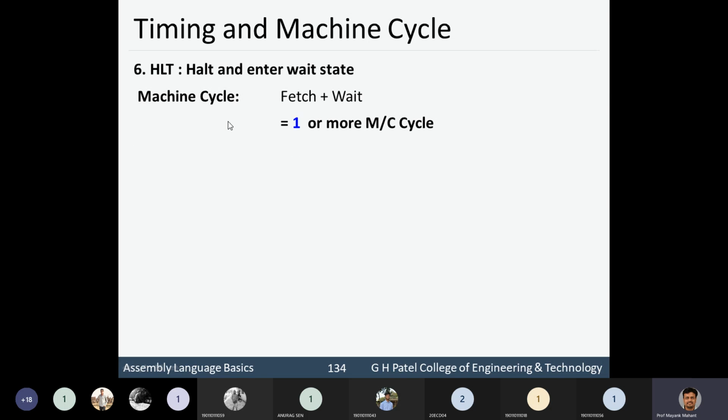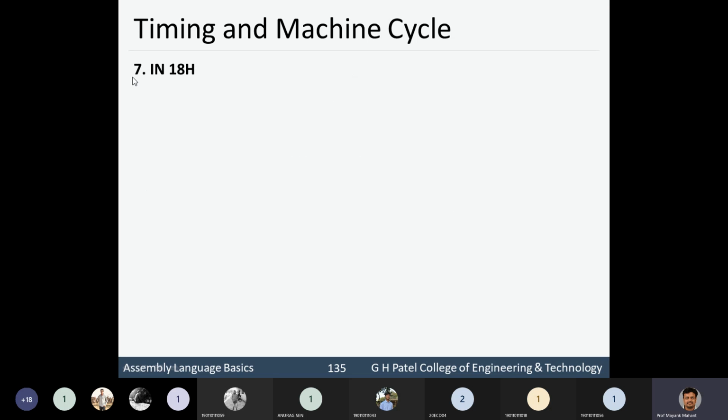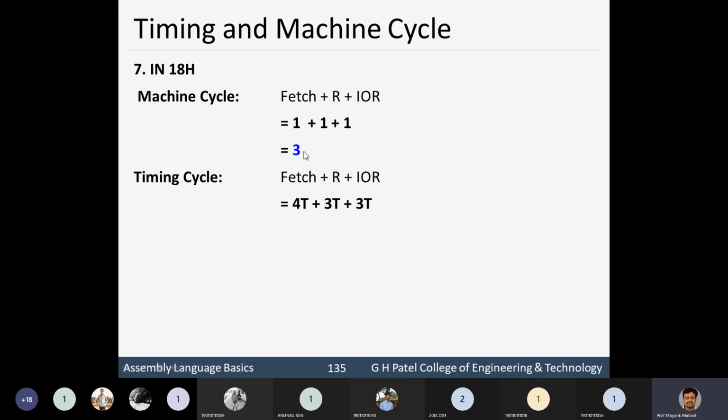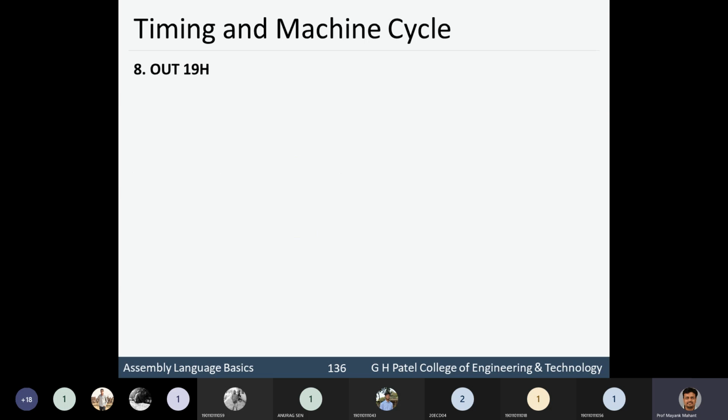Halt instruction: it will fetch and wait. It will fetch the opcode and one machine cycle is to wait. That's why it requires 5 T states. IN 18, it will fetch the opcode, read the data and read your IO, so it requires 3 machine cycles. Definitely I'll be showing the timing diagram of it, but this is how you can calculate how many T states are required for executing a particular instruction.